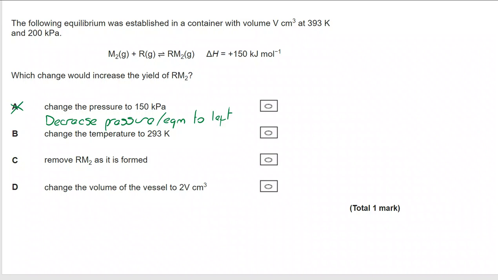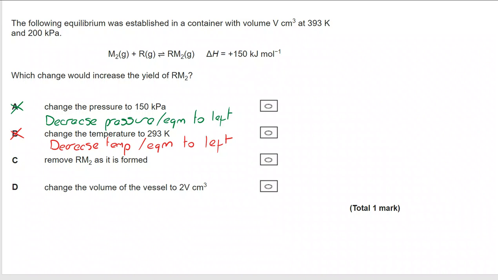If we move down to the next one, changing temperature to 293, that's a reduction in temperature. Decreasing temperature would favour the exothermic reaction, and as the forward is endothermic, that means we'd be favouring the backward reaction, again reducing the amount of RM2, reducing that yield.